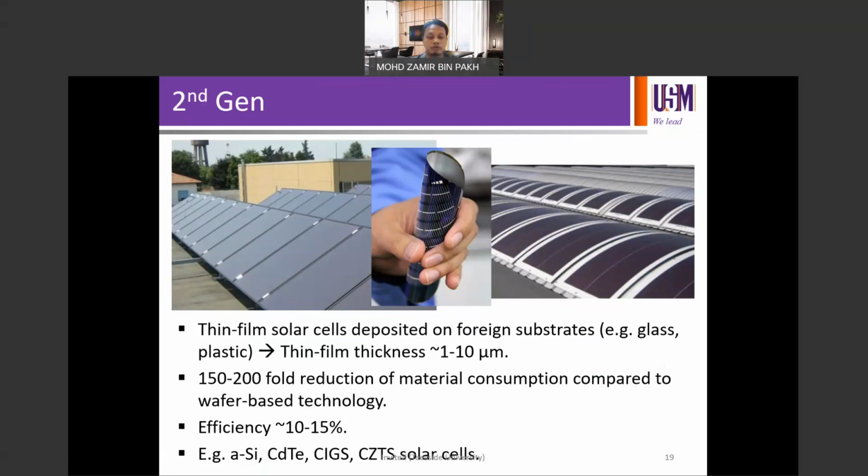So in comparison to silicon, for example amorphous silicon, if you look at this second generation, you can use an elemental material like amorphous silicon, or it can be a combination of cadmium and tellurium to form cadmium telluride. It can also be quaternary, like CZTS.